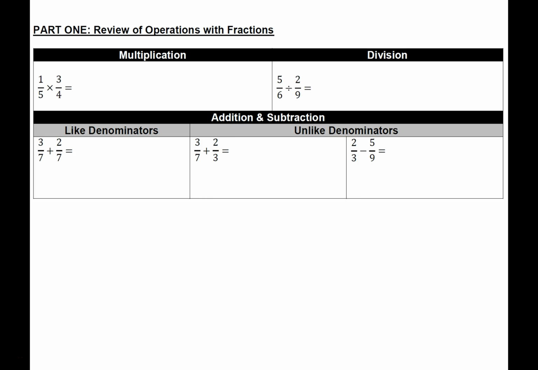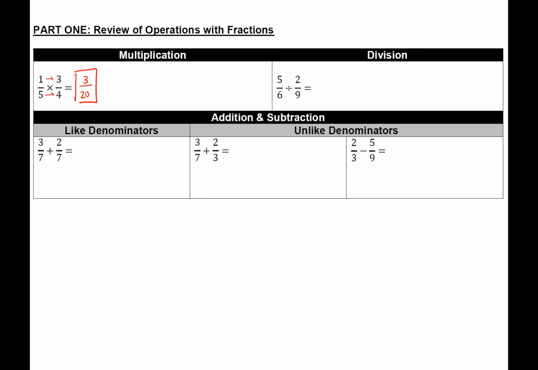So first, let's talk about multiplication. When you have two fractions, you are going to multiply directly across the top. So 1 times 3 is 3, and directly across the bottom, 5 times 4 is 20. If it simplifies any, you'd simplify. That one does not, so we're done there.